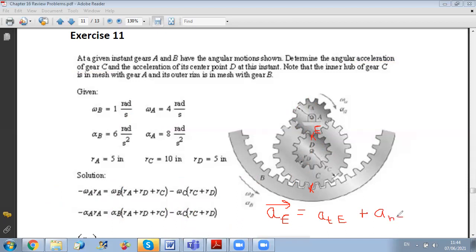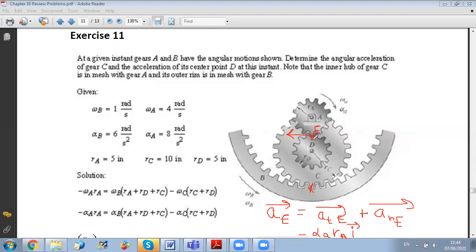Now, concerning the tangential acceleration, it is in common with A because the linear velocity is the same. At any instant, the contact point will have the same linear velocity, okay? And therefore, it will also have the same tangential acceleration, okay? So we can say that A tangential of E can be replaced by minus alpha A times RA along I. But for the normal component, okay, the normal component is different.